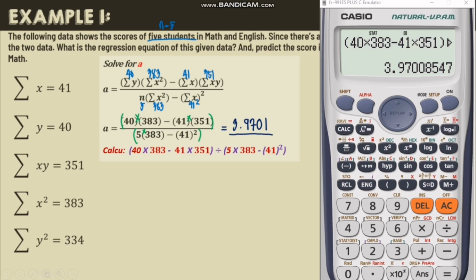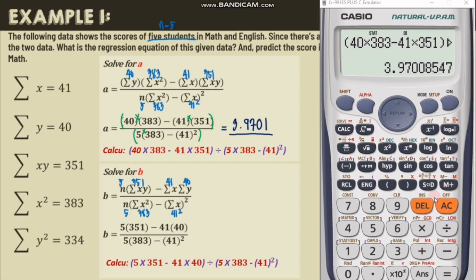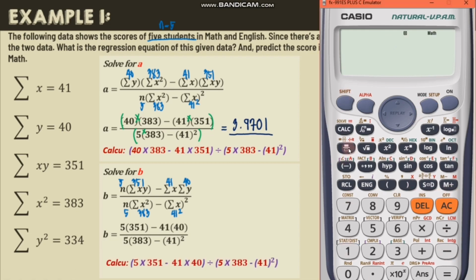So, para naman mahanap natin si B, ito naman yung formula natin for the B. So, meron naman tayong mga details. Ang N natin ay 5. Ang XY natin ay 351. Ang X natin ay 41. Y natin ay 40. N is 5. 383. And 41 squared. Okay? So, sa calcu, ganun lang din po ang gagawin natin. Okay? So, pakita natin naman yung sa high-tech na calcu. So, we have 5 times 351. Okay, minus 41 times 40. And then, 5 times 383 minus 41 squared. So, pwede na po kayong gumamit ng times na lang kahit hindi na yung parentheses.